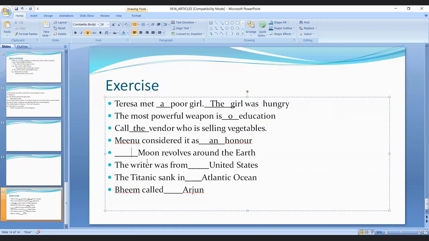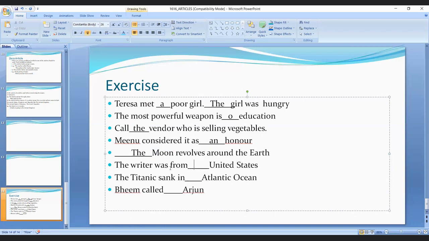Next: Dash moon revolves around the earth. While reading about the definite article, we said that the definite article should appear before nouns which are unique. So this noun, moon, is unique. We have only one moon in this world. And so you must use the specific article the here.